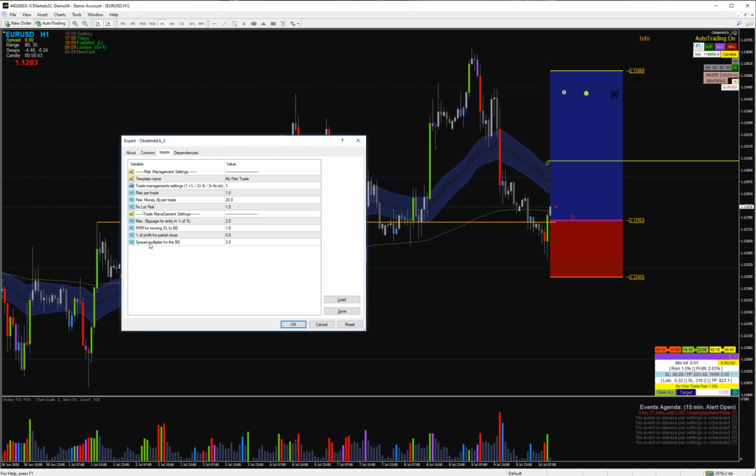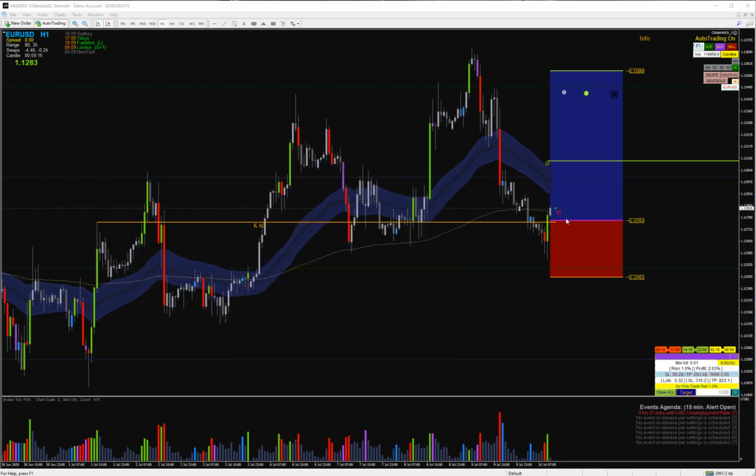And the last thing is the spread multiplier for the break even. I have the default at number 3. That means, for example, that other pairs, not EURUSD, have a much bigger spread. So if the spread is 3 and my multiplier is 3 as well, it will move the break even 9 pips above your entry, right? So these are just the settings.